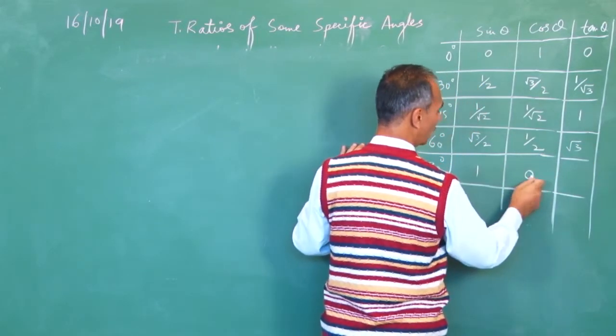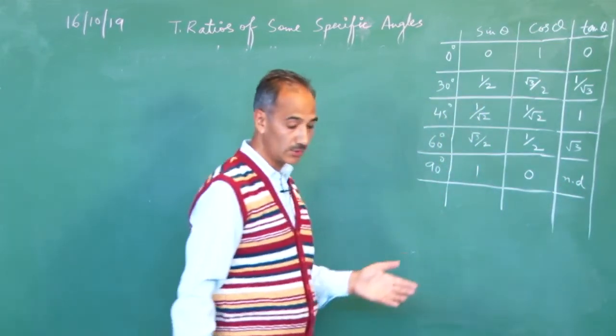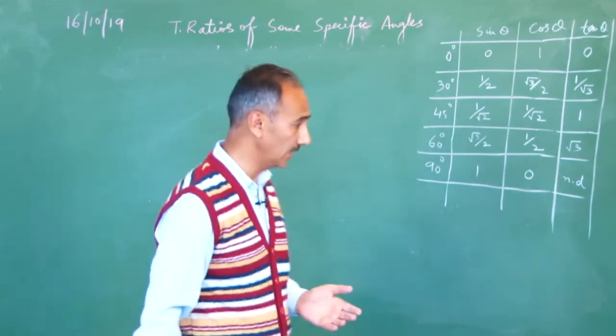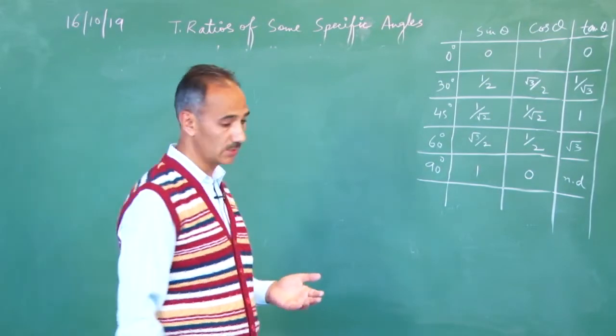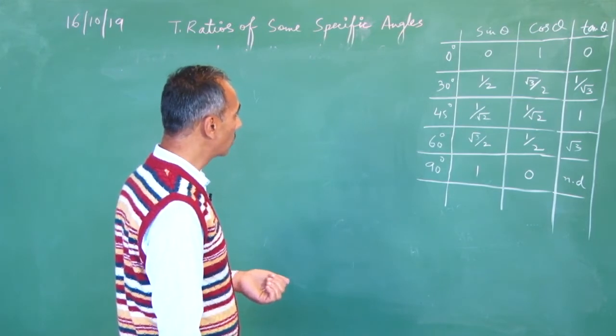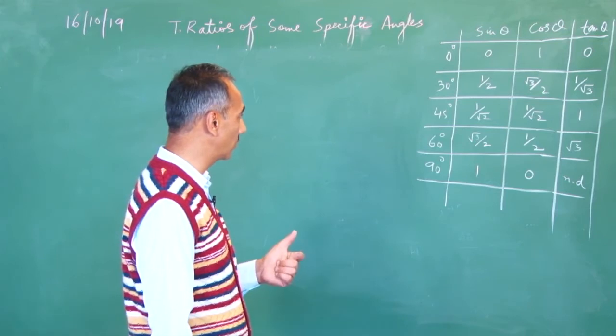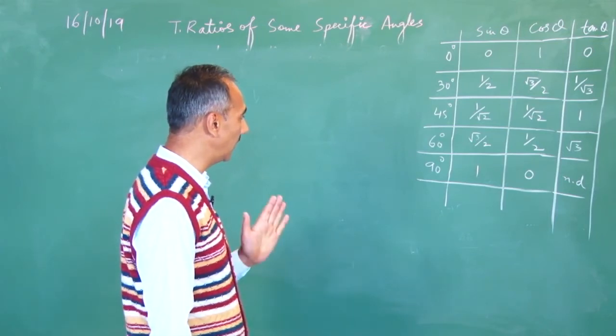And 1 by 0, we can't divide by 0. This is not defined. Don't just worry. You won't get a value for tan of 90 in the examples, meaning the questions that are asked in the examination. So we have prepared sine, cos, and tan for all 5 values, 0, 30, 45, 60, and 90.